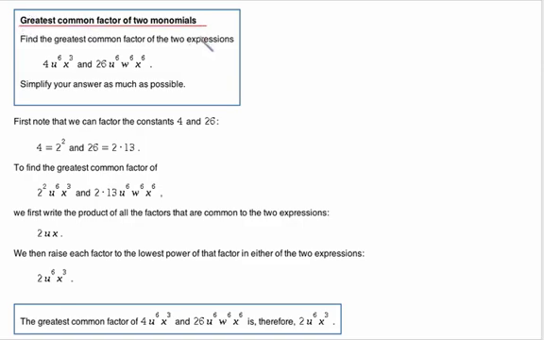Alright, let's look at the greatest common factor of two monomials. Remember, a monomial is a single term expression. So this is a monomial, and here's another monomial. The directions say find the greatest common factor. So we're familiar with greatest common factor, or GCF, of numbers.